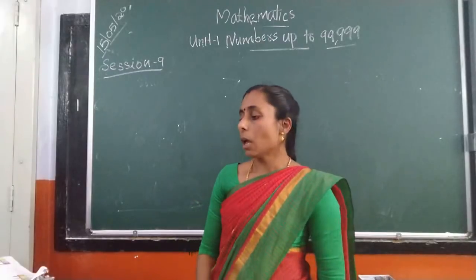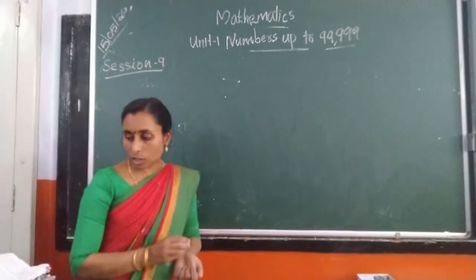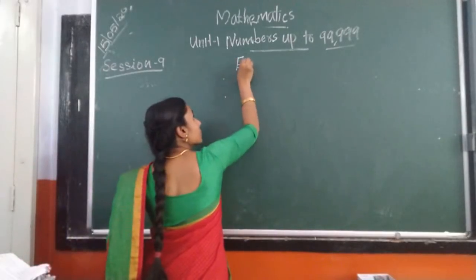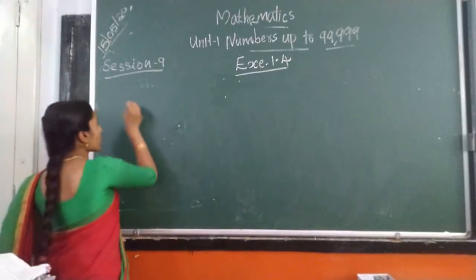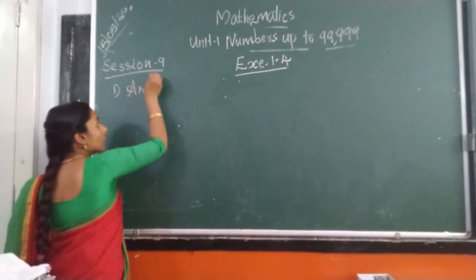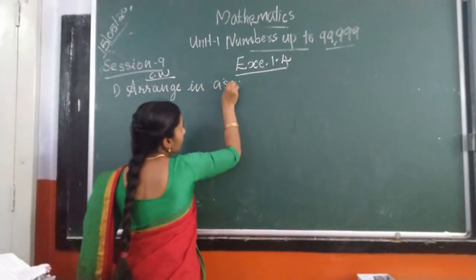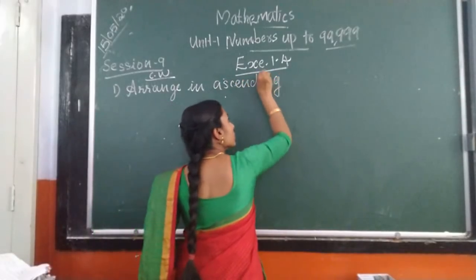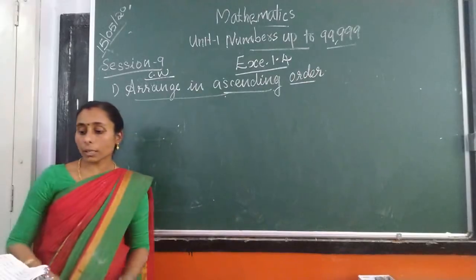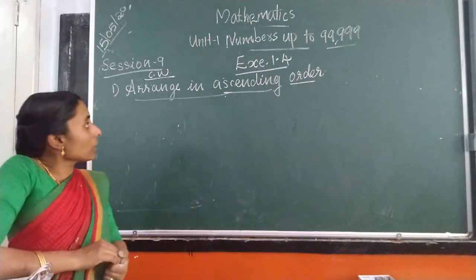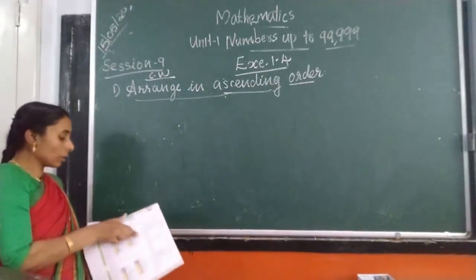Okay. Then to find the ascending order, I am going to explain how to find the ascending order. Already I have explained that here. Exercise 1.4. First question. This is your class one, okay? Ascending order means I have told you that to arrange the numbers from smaller to bigger. First question. I will explain how to find it.